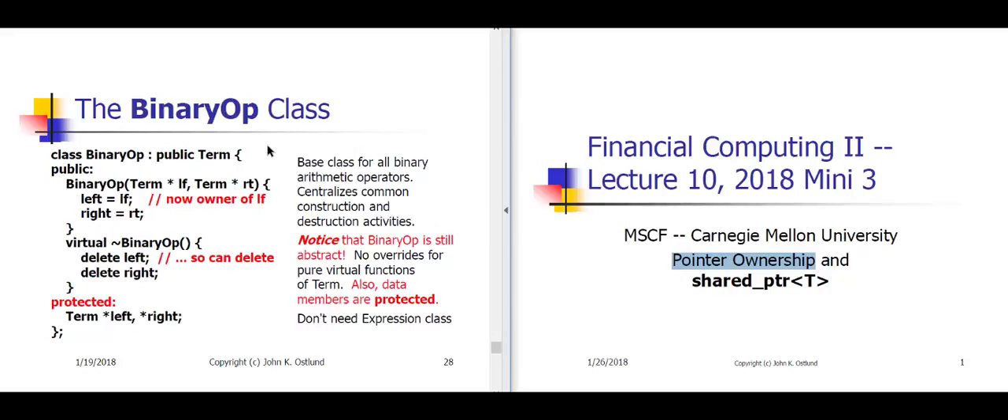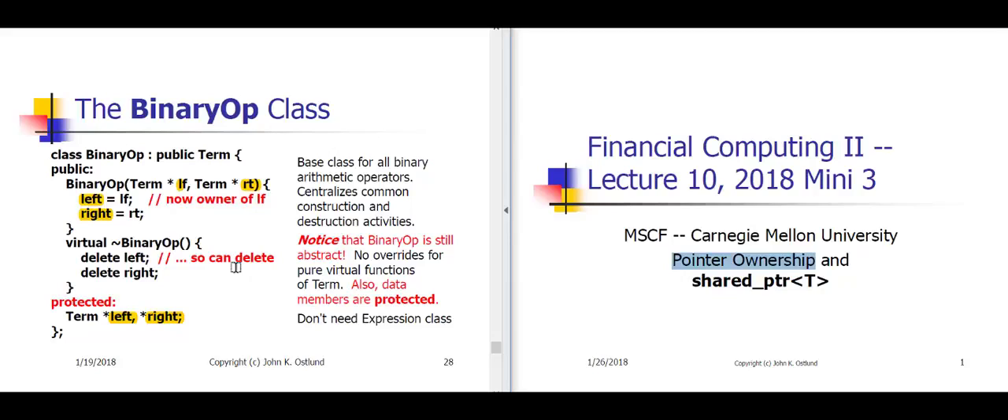Binary op is still an abstract class. It is a base class used for things like plus, times, minus, divides. And what binary op does is to take the two operands, the left and right operands, and keep the pointers to those things in these left and right pointers to terms, data members within the binary op object.